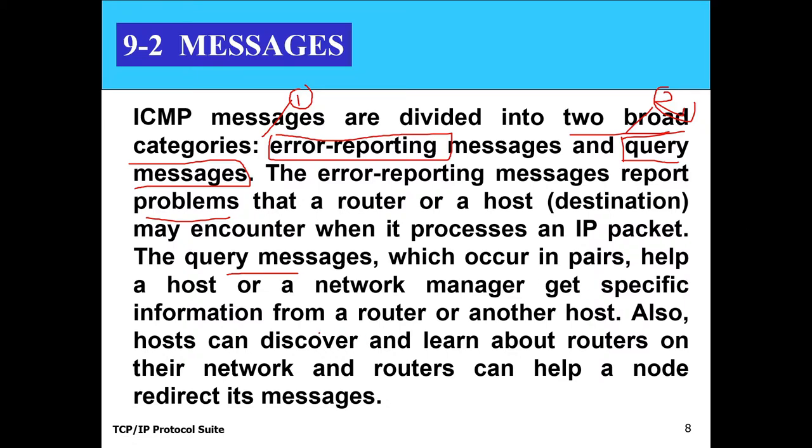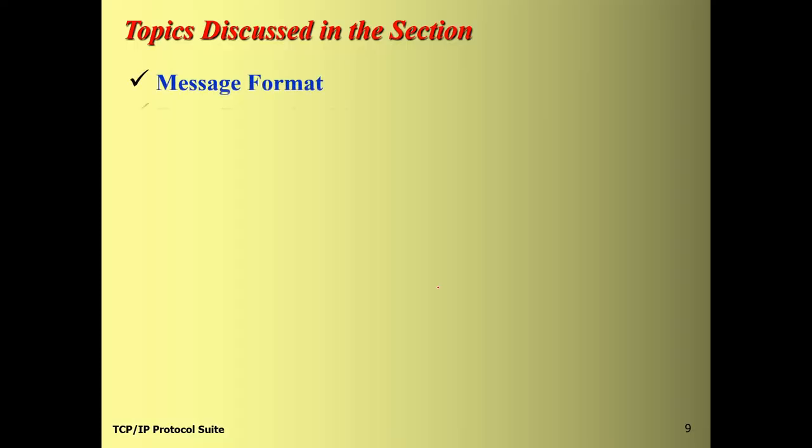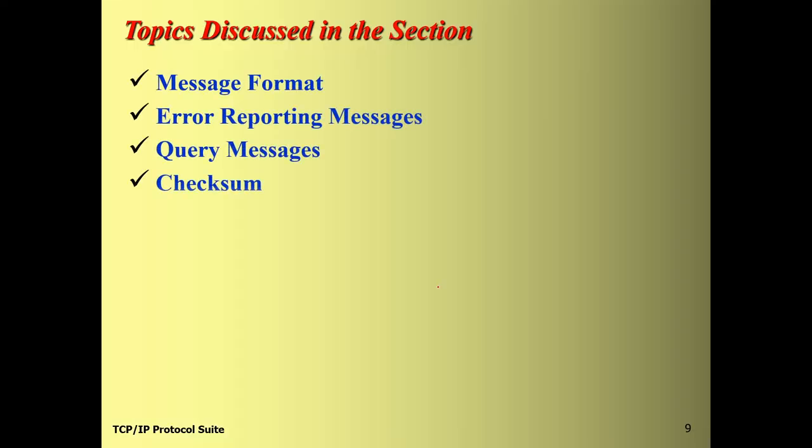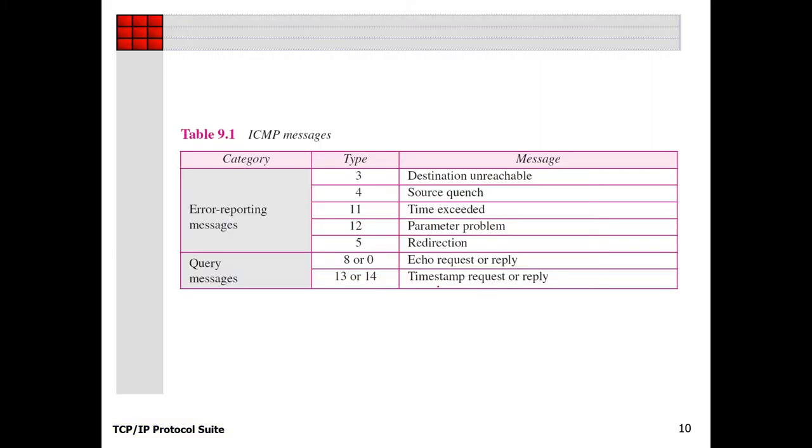It helps a host or a network manager get specific information from a router or another host. Also, hosts can discover and learn about routers on their network, and routers can help a node redirect a message. So it has a key function. Let's take a look at the message format, the error reporting messages, the query messages, and the checksum for the integrity.